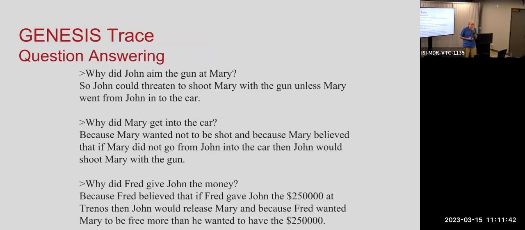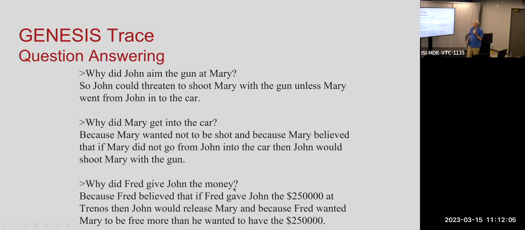And then it can answer why questions really, really well. Why did John aim the gun at Mary? So John could threaten to shoot Mary with the gun unless Mary went from John into the car. Why did Mary get into the car? Because Mary wanted not to be shot, and because Mary believed that, I did really delicate modeling of beliefs in this, if Mary did not go from John into the car, then John would shoot Mary with the gun.